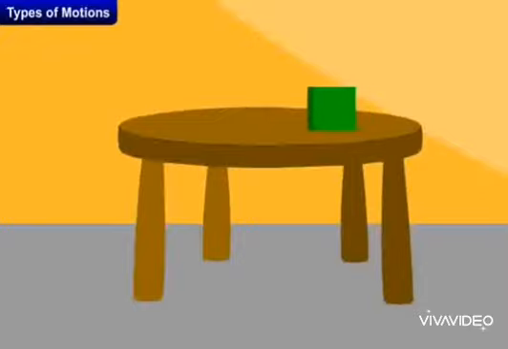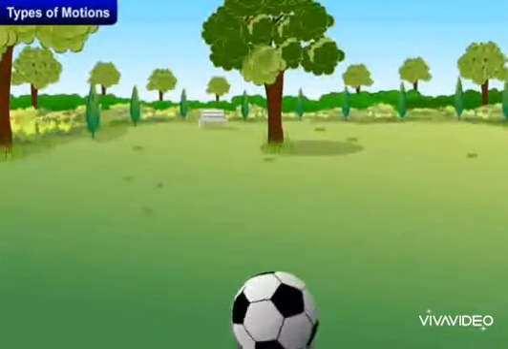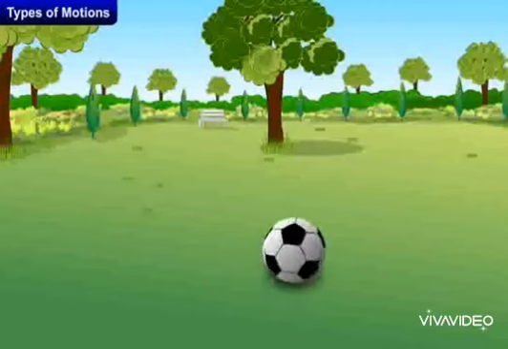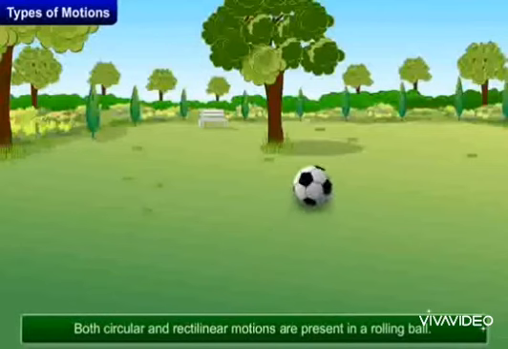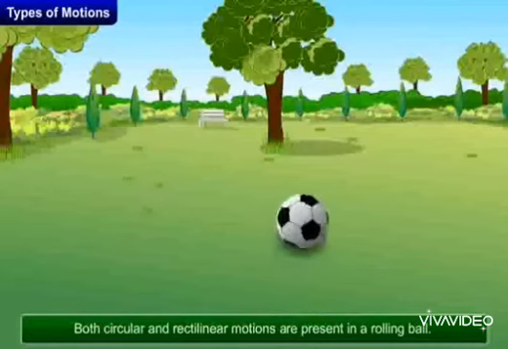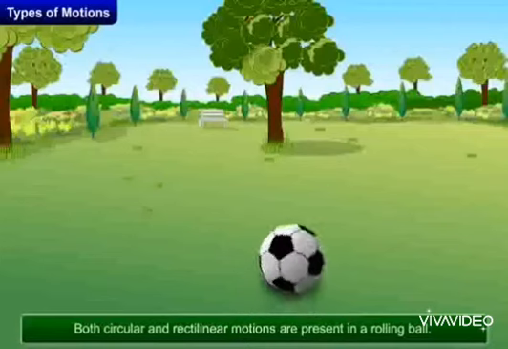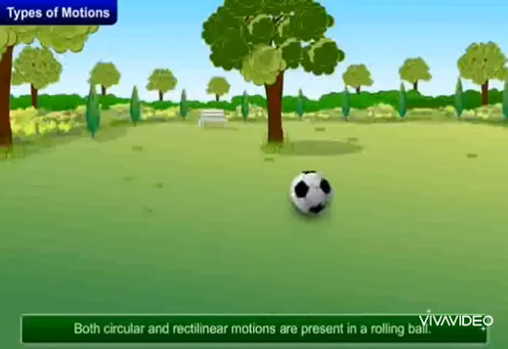Few objects, while moving, show more than one type of motion. For example, rolling of a ball on the ground shows two types of motion. If we throw a ball on the ground, we can observe that the ball rolls on the ground in a straight line. Rolling is nothing but circular motion. Along with rolling, the ball moves in a straight line. That is rectilinear motion. Hence, we can conclude that the ball moving on the ground shows both rectilinear and circular motions.